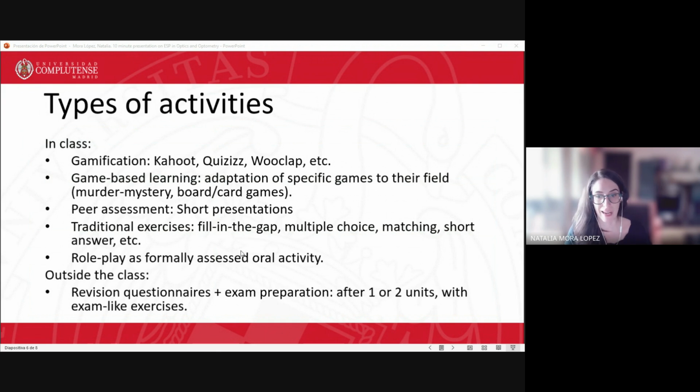And then outside the class, what I ask them to do is a revision questionnaire. We have questionnaires for every unit or every 2 units, in which they revise all the contents from the unit or units. And these questionnaires are also exam preparation because the exercises are very similar to the exercises they have in exams, so no surprises for the students.